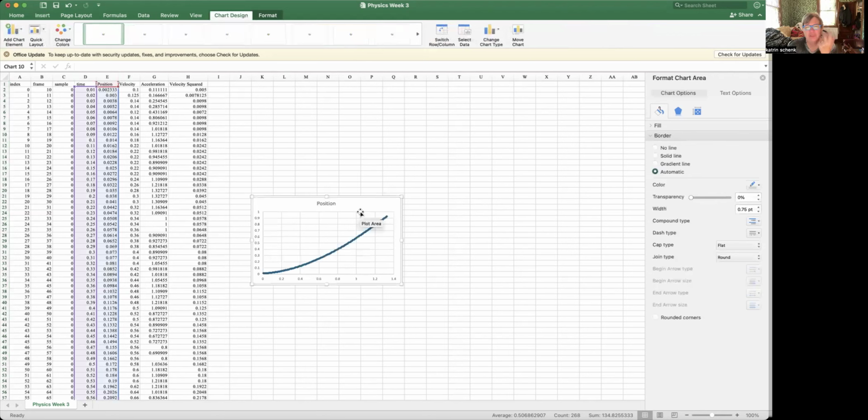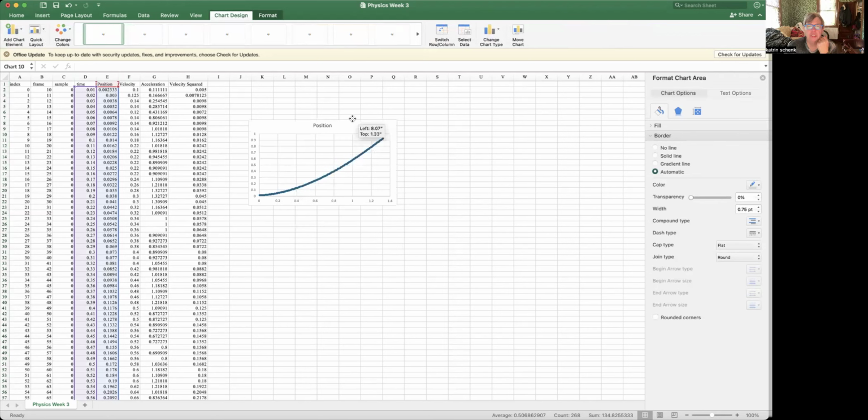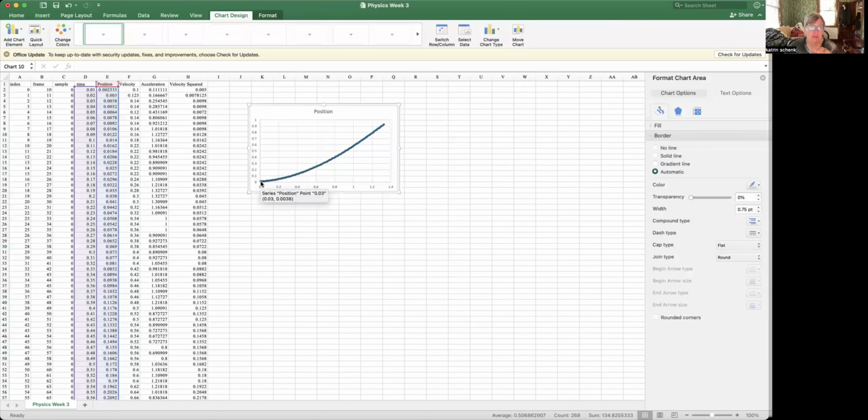My computer's slow for some reason. Anyway, here's the position versus time graph. You can always check that you've got the right thing on the right axes by coming down here and seeing what it says on the first point. It says 0.03, then 0.0038, and you can see that's this point right here, because I'm not able to hover over the very first one.